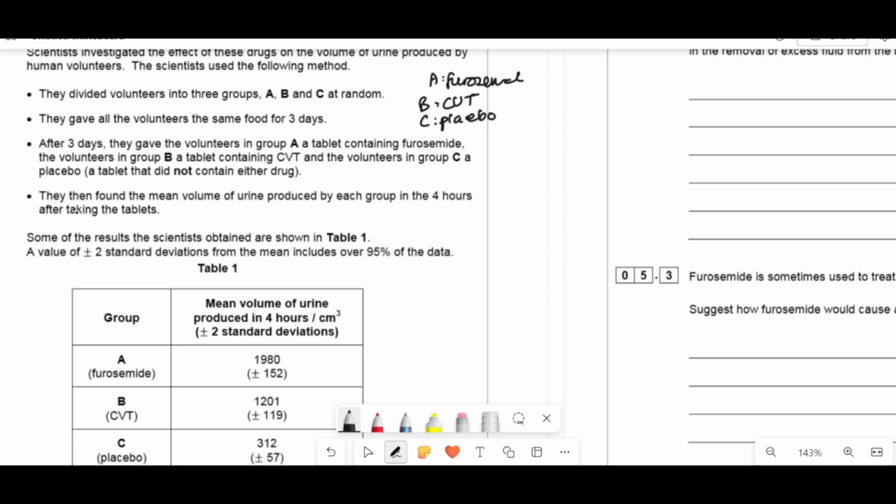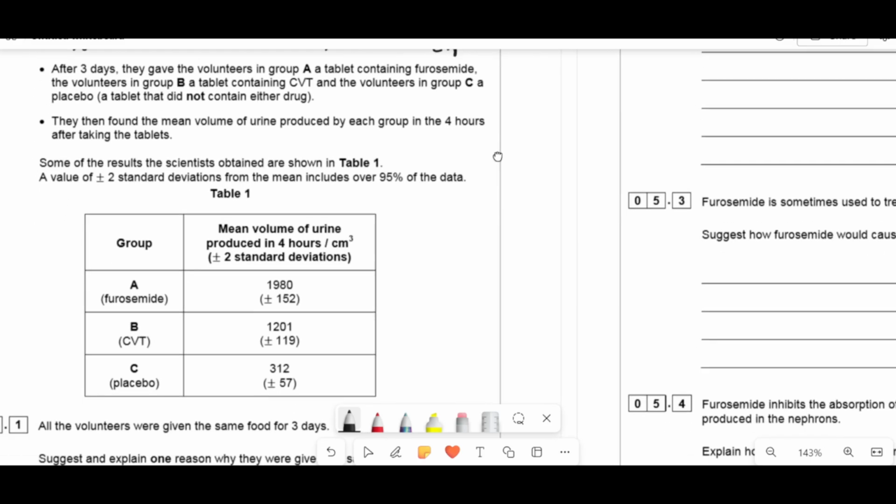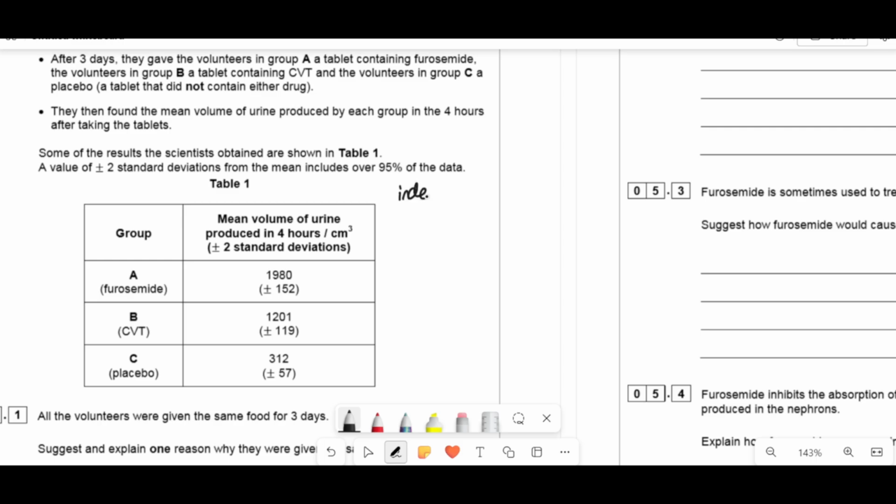And what are they doing? They found the mean volume of urine made in each group in the 4 hours after taking the tablets. So identify the variables, that helps a lot. The independent variable is whether they've been given furosemide, CBT, or placebo. And the dependent variable is the mean volume of urine in the 4 hours after. That's what they measured, right? So be specific to this example because it will come back later and be relevant.